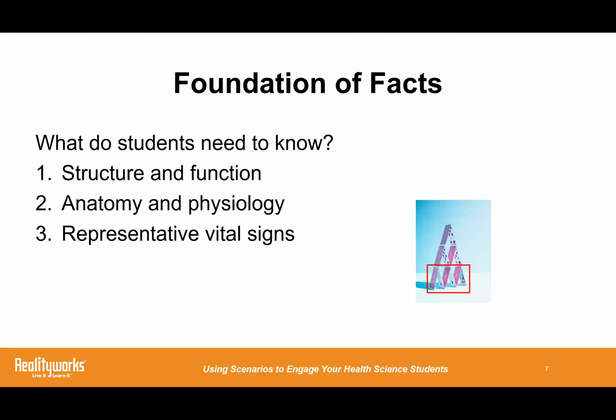So let's bring this back to health science with another example. In order to be a safe and successful health science practitioner, a student needs to understand the respiratory system, for example. They need to understand structure and function, anatomy and physiology, and other factually based details about the respiratory system, like which vital signs are associated with the respiratory system and what normal and abnormal readings look like.